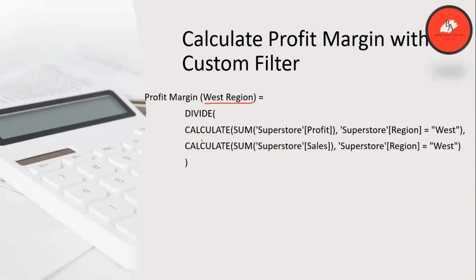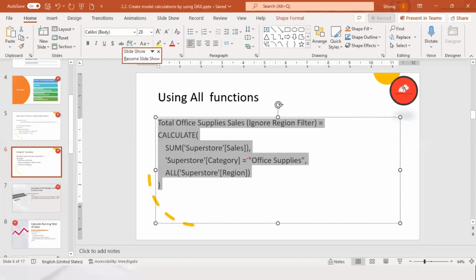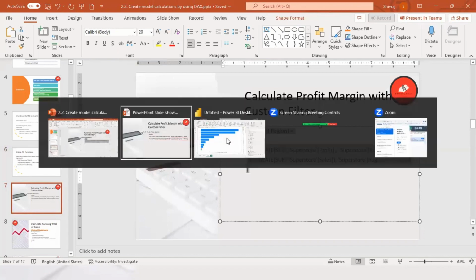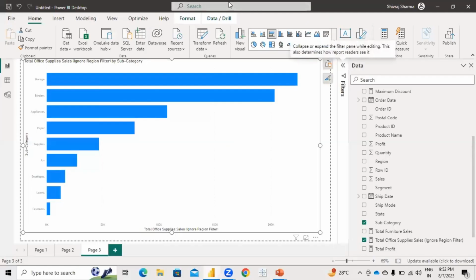Okay. So what you will do is use the DIVIDE function and create two CALCULATE functions within it, because we need a customized filter. CALCULATE the sum of profit where region is West, comma, because there is a DIVIDE function already. Then sales where the region is West, right? Let me copy this function into the chat box also, so in typing, you will not consume the time. Okay.